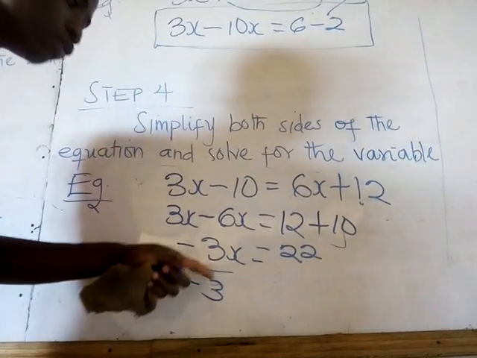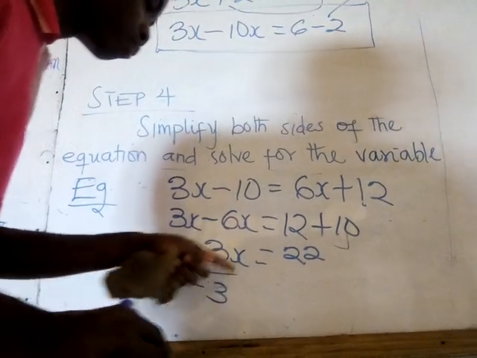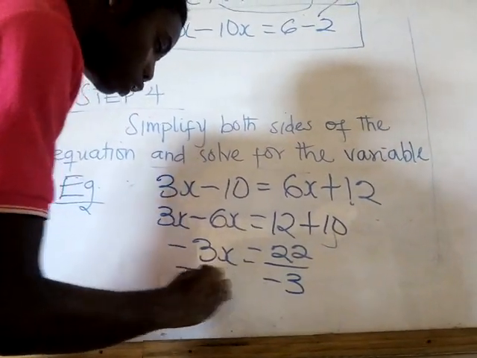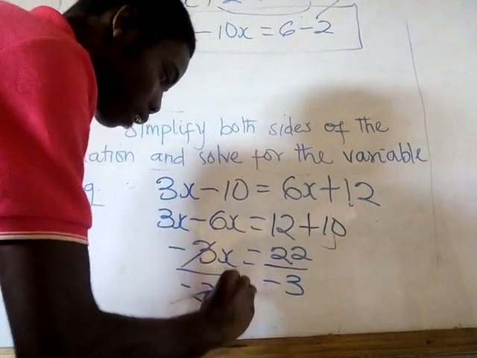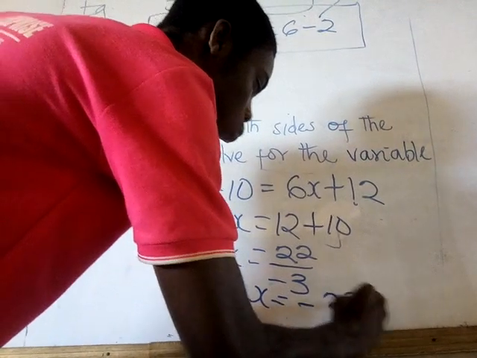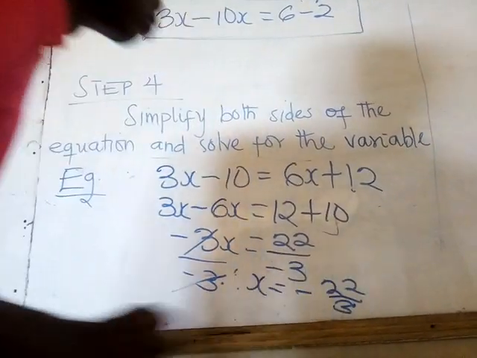Here you divide both sides by negative 3, the coefficient of x. And the coefficient of x is negative 3. So you divide both sides by negative 3. So this one cancels this. So therefore x is equal to negative 22 over 3. That's all.